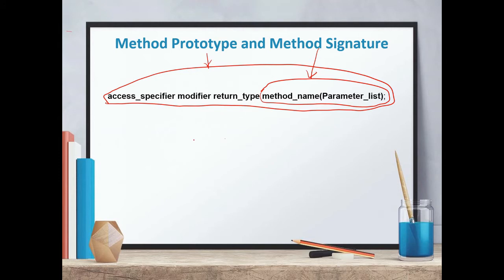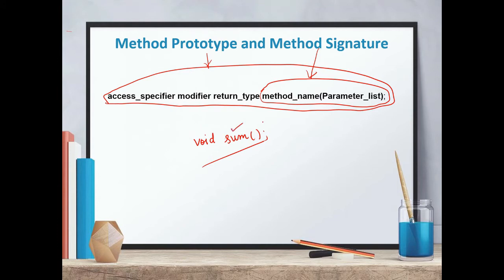So I can write void sum, like this. This is a valid method prototype. It does not contain an access specifier, a modifier, or a parameter list, because these are optional. But the return type is not optional. Even if your function is not returning anything, you have to mention at least void here.